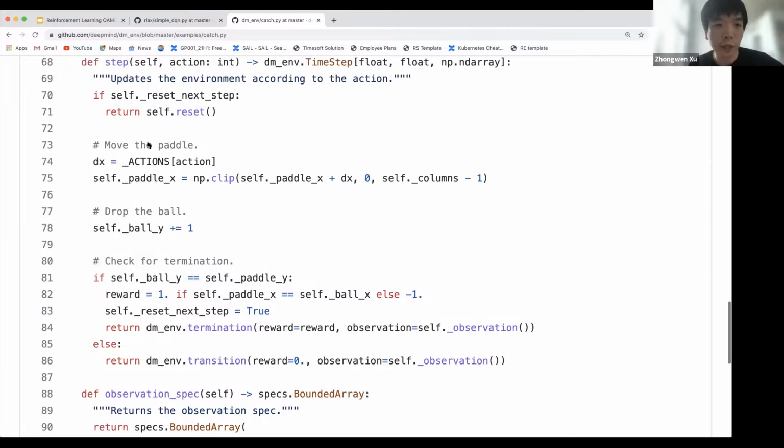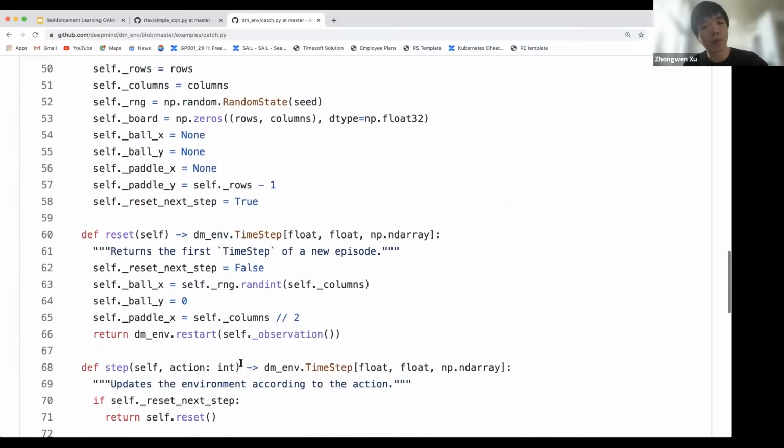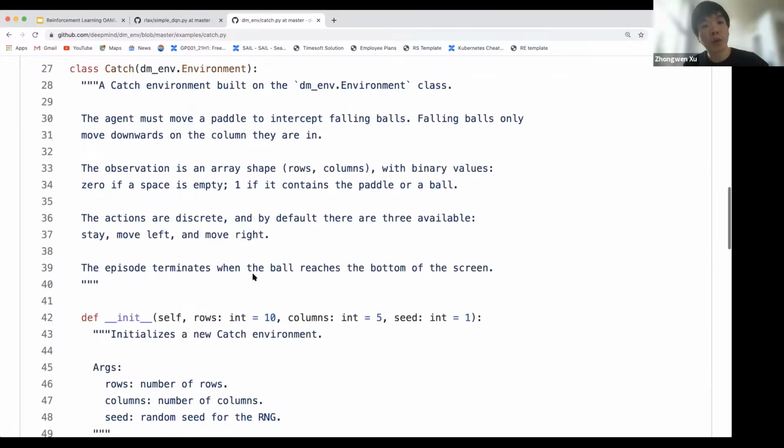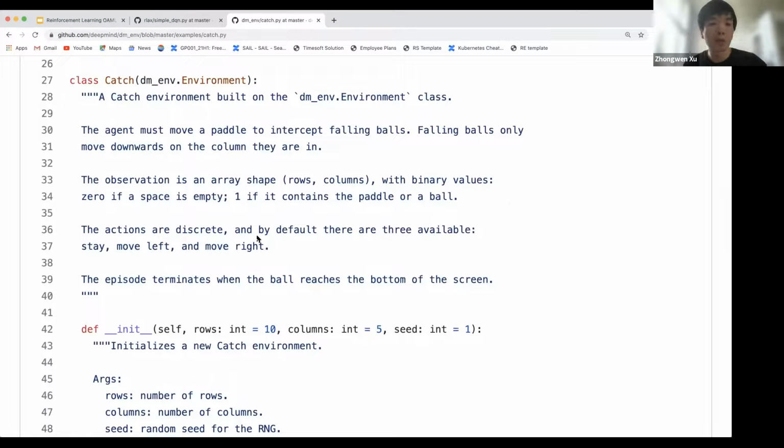And also for the timestep, for the step function, you can notice the reward specified here. It's only when it reaches a certain condition that the reward is +1, and then it will reset. So it's very clearly defined in this simple example, and the API is very general, can fit any reinforcement learning environment.